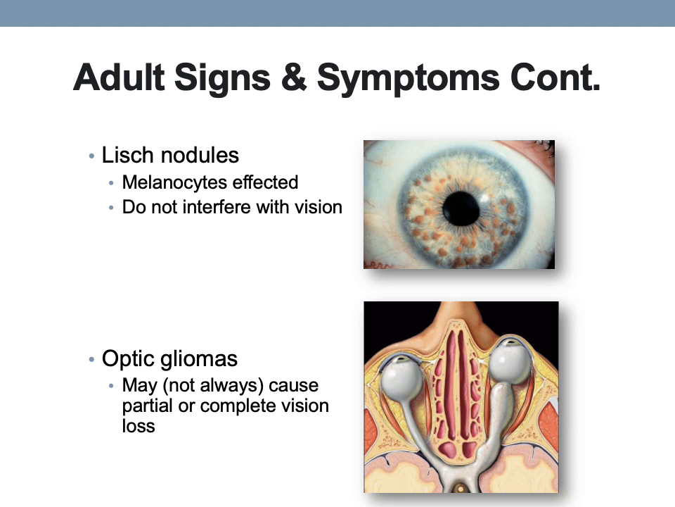Adult signs and symptoms of neurofibromatosis include Lisch nodules, which are brown spots visible in the iris of the eyes. These spots, or Lisch nodules, do not interfere with the individual's vision. However, NF1 is also subject to optic gliomas. They may or may not always cause any kind of partial or complete loss of vision, but they are more likely to cause vision problems, where Lisch nodules will not cause any.